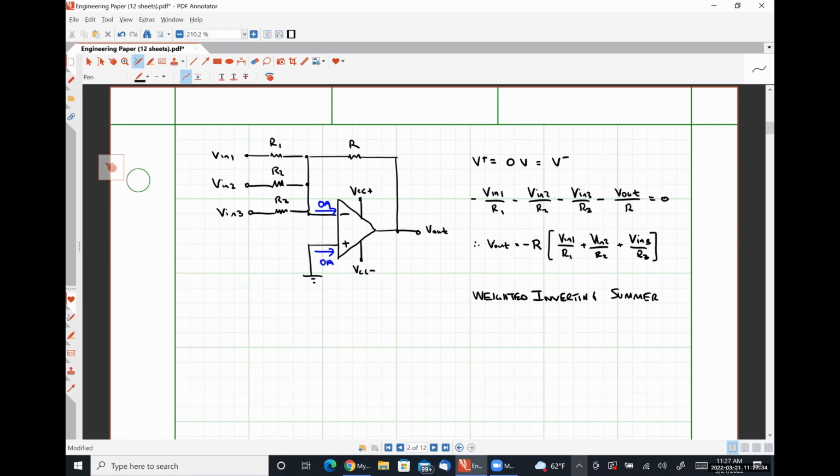That means that the quantity VN1 is scaled by a factor of negative R over R1. The quantity VN2 is scaled by a factor of negative R over R2. And obviously VN3 is scaled by a factor of negative R over R3. We can realize this circuit with any number of input signals that we want. We don't have to limit ourselves to 3. It can be 2, it can be 15. We just have to make sure that all of our signals are applied on the inverting input side.